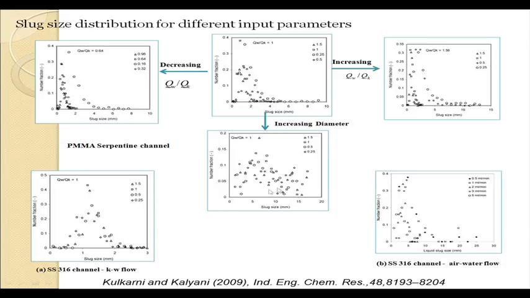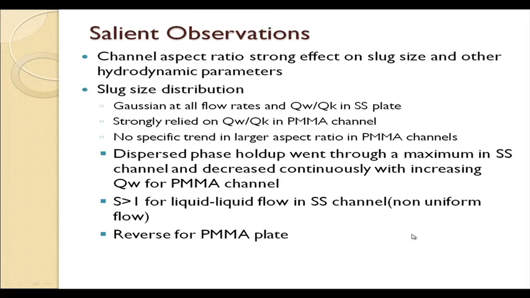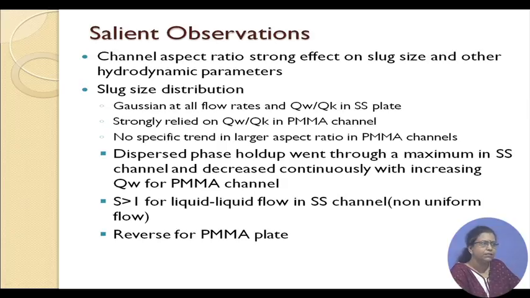The other thing is, as we increase diameter, we find that the size varies over a wide range, and along with that we have observed that lower internal circulation occurs for a higher pipe diameter, which explains why the mass transfer decreases as we increase the pipe diameter. And so, in conclusion, if we need to discuss the results, firstly, the channel aspect ratio has a strong effect on slug size and other hydrodynamic properties.